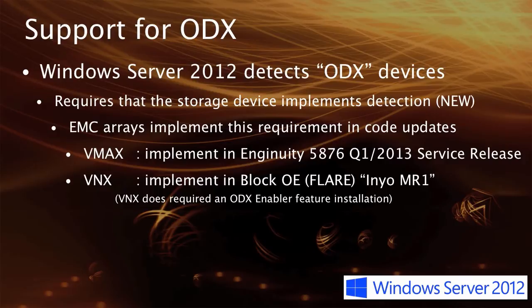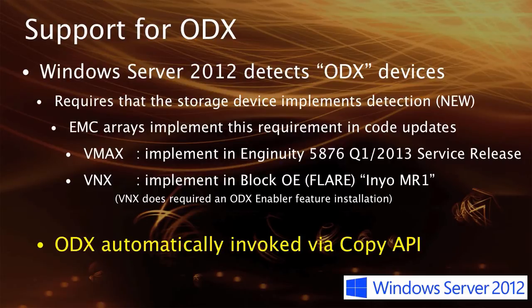Specifically for VNX, there is a requirement to have an ODX enabler installed. That's a license file that gets imported into the system. So just upgrading to Inyo MR1 doesn't necessarily mean that ODX will be enabled. You must have the ODX enabler installed on the array as well.